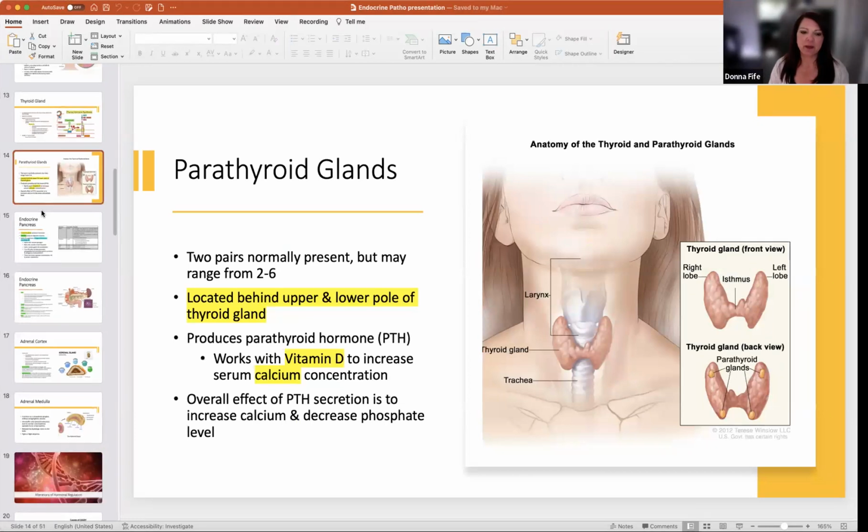These are located behind the upper and lower pole of the thyroid gland, and these produce parathyroid hormone, or PTH. And this works with vitamin D to increase the serum calcium concentration. The overall effect of parathyroid hormone secretion is to increase calcium and decrease the phosphate level.